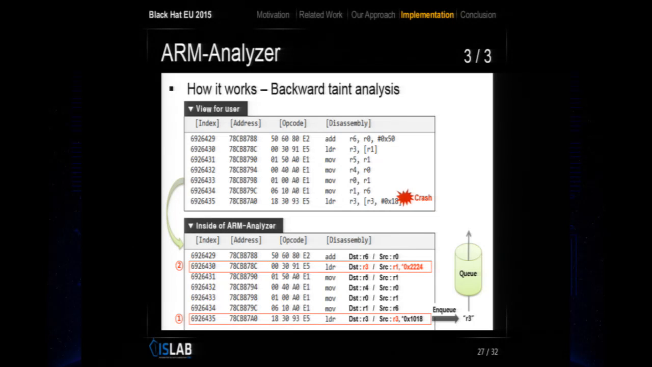It backwards looks for an instruction that has R3 register as destination. So it will find this one, and it includes the source objects of the instruction. And then it will find R1 and effective address backwards again and again and again until the search finishes.